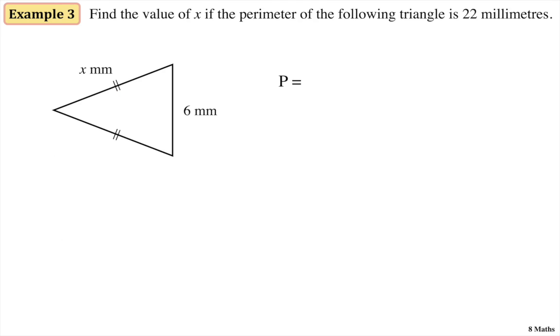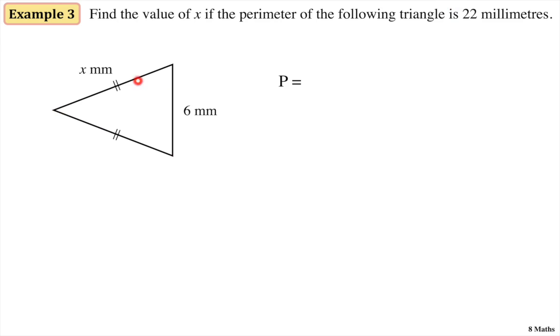Okay, now with question number 3, or example 3, it's a little bit different to any question we've seen before because it says I've got to find the value of x, and x is a side length, and I'm told the distance around the shape, the perimeter, is 22 millimetres. That means that that side plus that side plus that side adds up to 22.